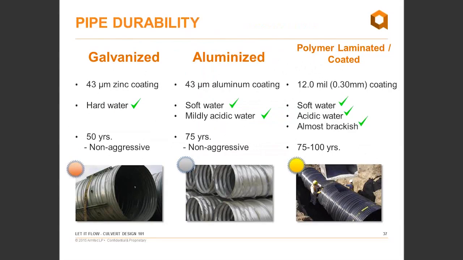Okay, so let's compare the three coatings. We've got galvanized steel, which has a zinc coating, great in hard water, like we just talked about. It will last maybe 50 years in non-aggressive conditions. The key here is non-aggressive. When determining service life, actual water, soil, and chemistry needs to be known. Excuse me. You need to do the testing and calculate the actual service life. When I talk about service life in these slides here, I'm assuming non-aggressive conditions.